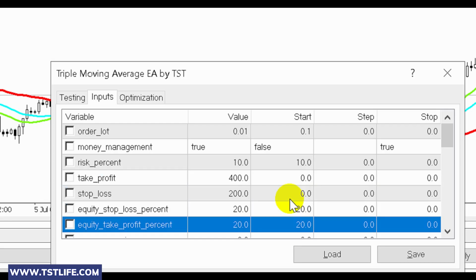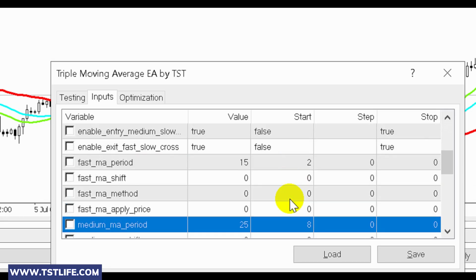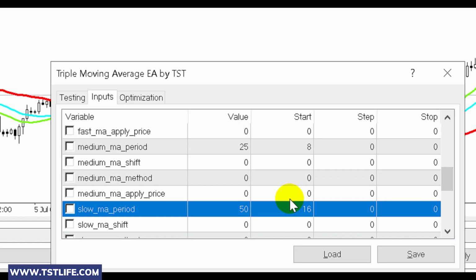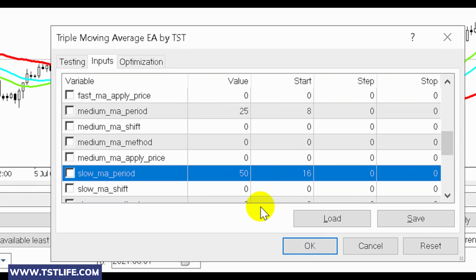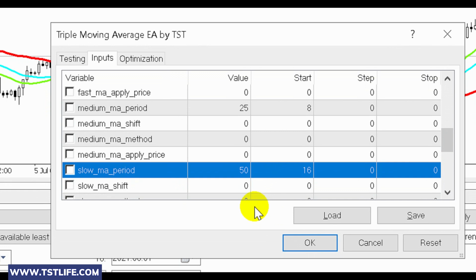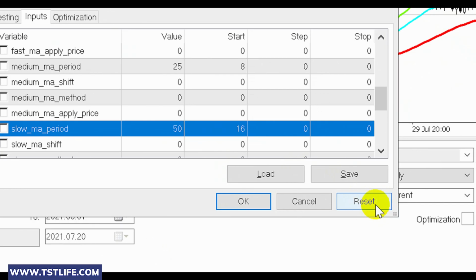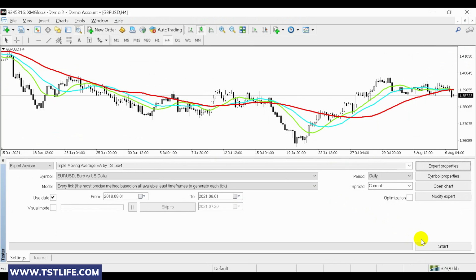Then we have to choose the 3 moving averages needed for this backtesting. We are going to select 15, 25, and 50 period simple moving average as fast, medium, and slow SMA respectively. If you mistakenly adjust one of the other settings, you can just hit reset and redo the work. Once you're done with the settings, simply click on Start.